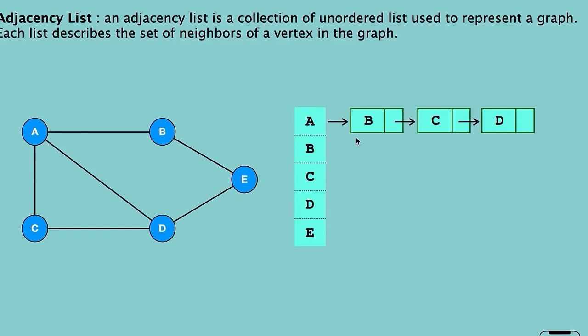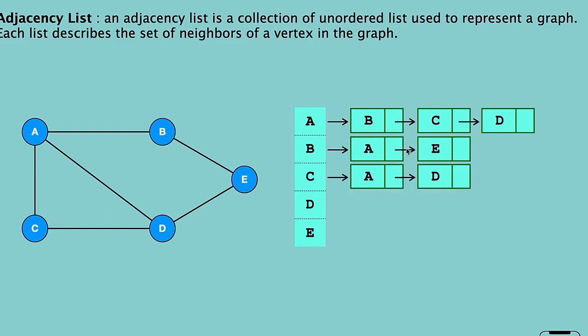Now we will continue to the next vertex. The next vertex is B. From B we have a connection to A and E. So A and E will be added as a linked list, linked to B. So from here we can identify that B has connections to A and E. Then the next node is C. From C we have a connection to A and D, so A and D will be created as nodes and linked to C. So from here we can identify that we have a connection to A and D.